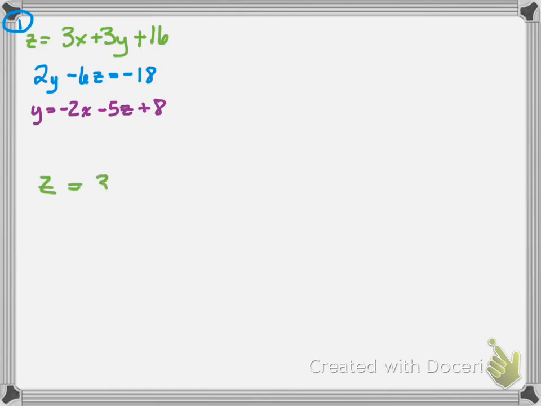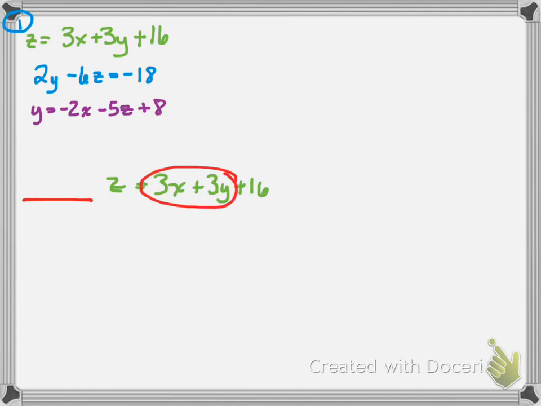Z equals 3x plus 3y plus 16. And I realized I didn't give myself enough room to write on the other side, so let me rewrite that. I need to get to where I have everything over here on this side. So that means I need to move these over here. The 3x is positive, so I have to subtract 3x, and subtract 3x over here.